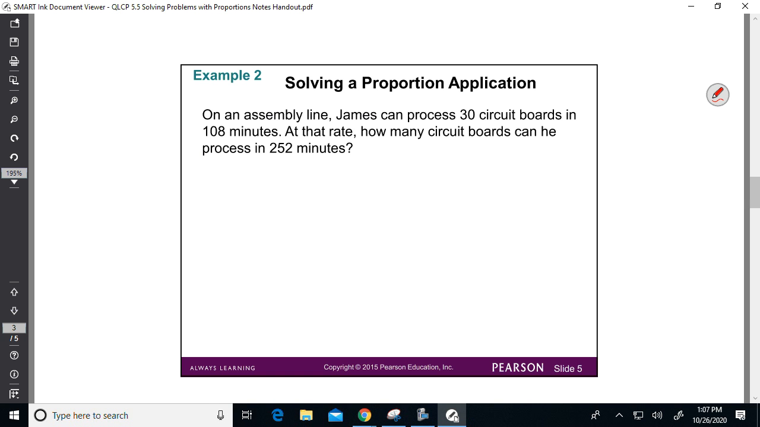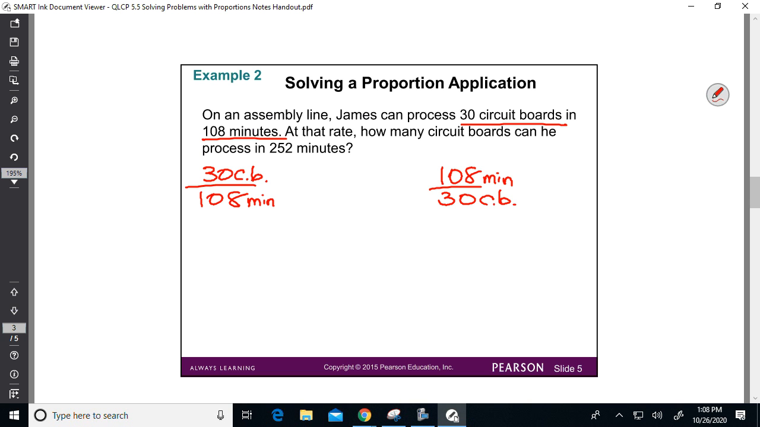So again, when you set up the problem, you can set up the first fraction however you want. 30 circuit boards in 108 minutes. So you can do it as 30 over 108, or you can do it as 108 over 30. That's your choice, your business. CB means circuit boards, by the way.